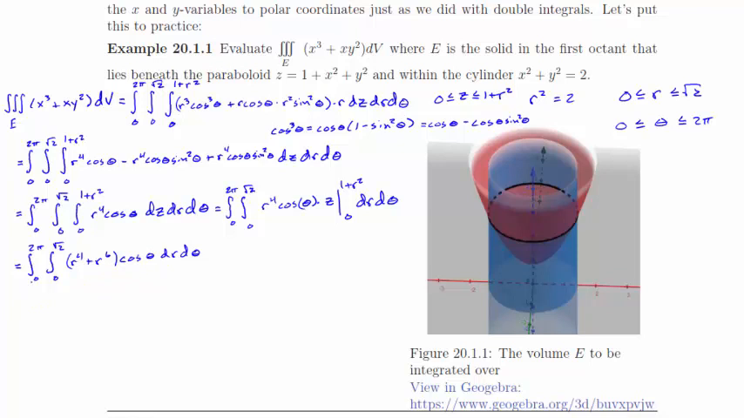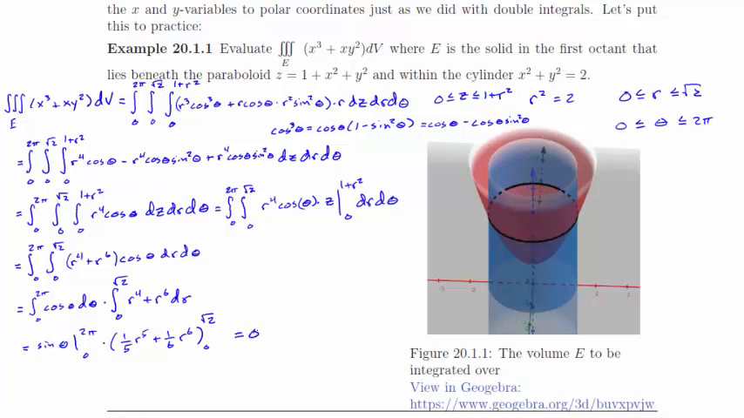Now, I'm going to break this up because the r's and the thetas are completely separate. The bounds don't have any r's or thetas in them. So I can rewrite this as the integral from 0 to 2 pi of cosine of theta d theta times the integral from 0 to the square root of 2 of r to the 4th plus r to the 6th dr. So here we get sine of theta evaluated from 0 to 2 pi times 1/5 r to the 5th plus 1/6 r to the 6th, evaluated from 0 to the square root of 2.